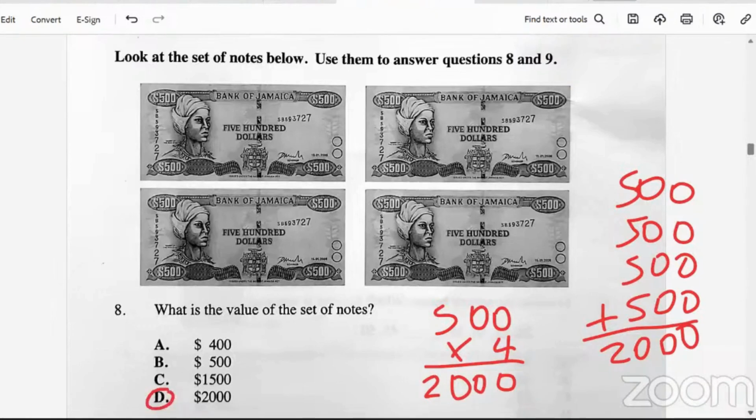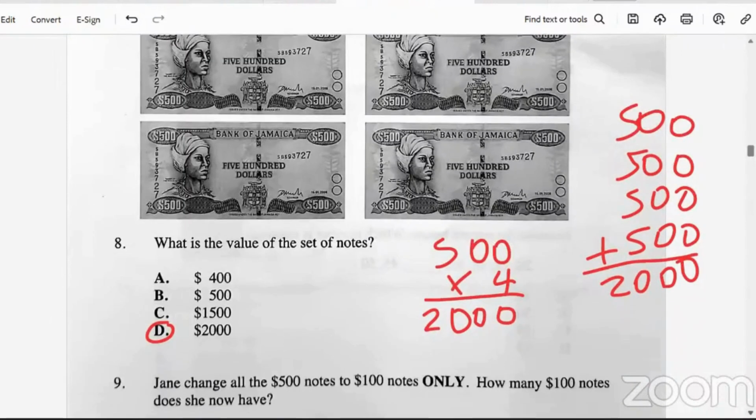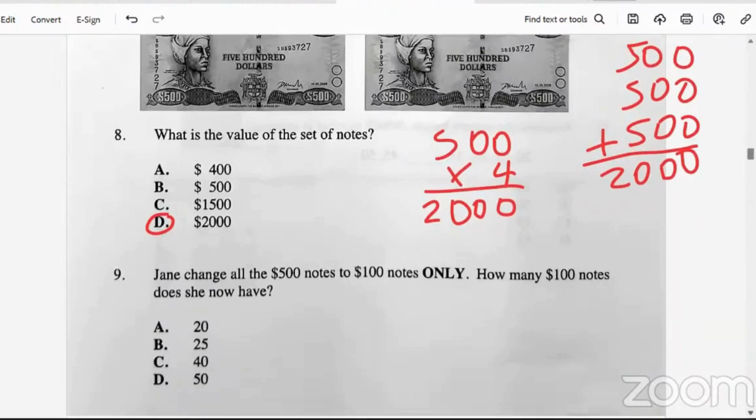All right, let's get to the next question, question 9, which is still related to this picture. It says, Jane changed all the 500 notes to $100 notes only. How many $100 notes does she have now? So for each of those, she's going to be changing them to $100 notes. So for a $500 note, she would get 5 $100 notes, okay?